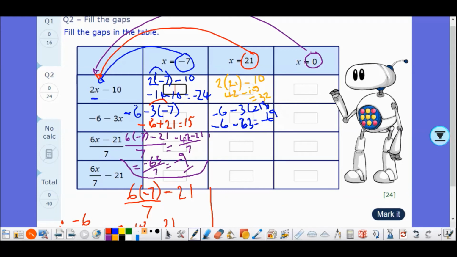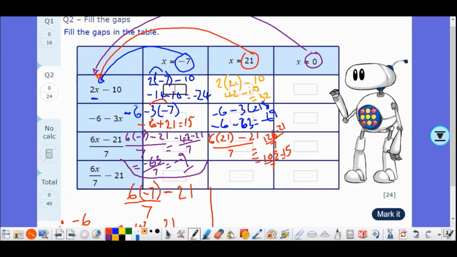Question 3 on the middle one. Okay, 6 lots of 21 minus 21 divide by 7. So 6 lots of 21 is 126. 126 minus 21 divide by 7. If I take 21 off 126, that's going to give me 105, and if I divide that by 7, that's going to equal 15.